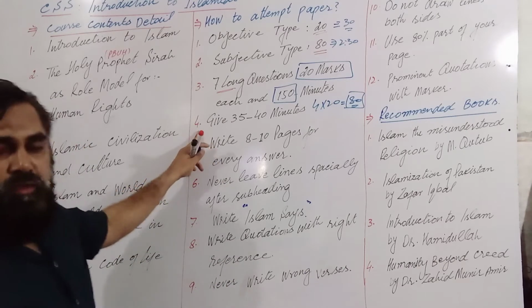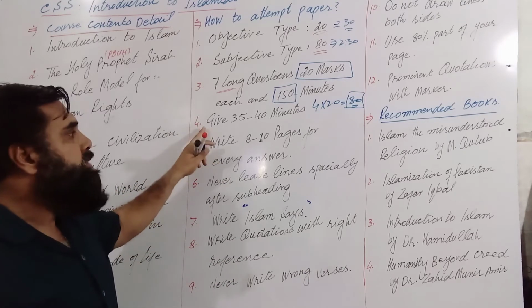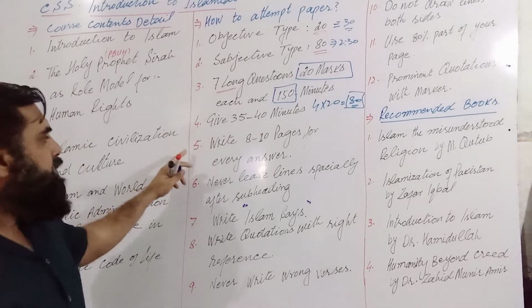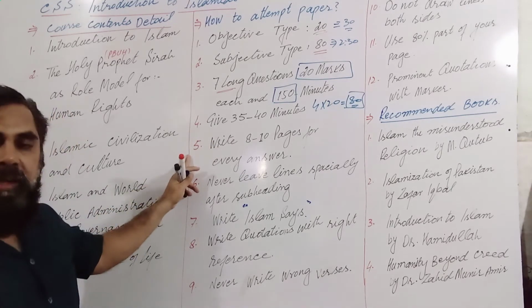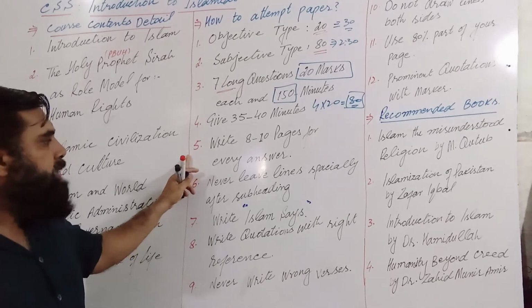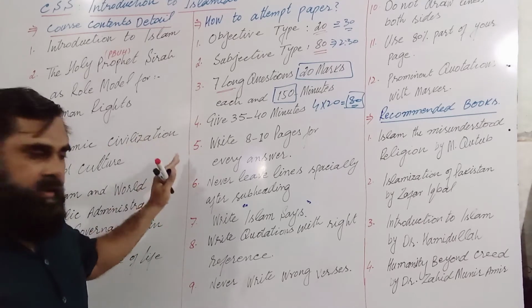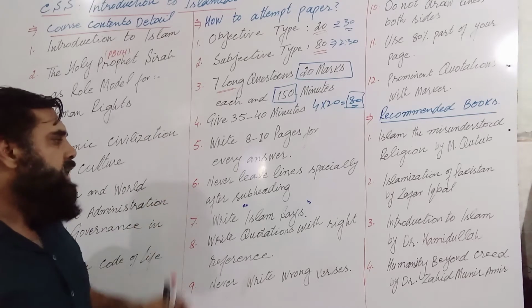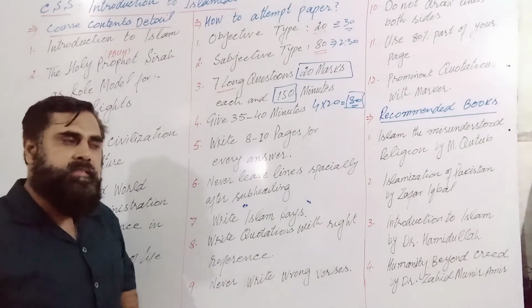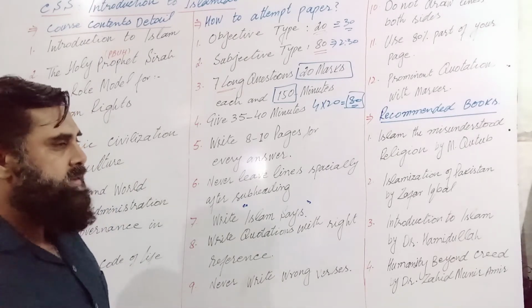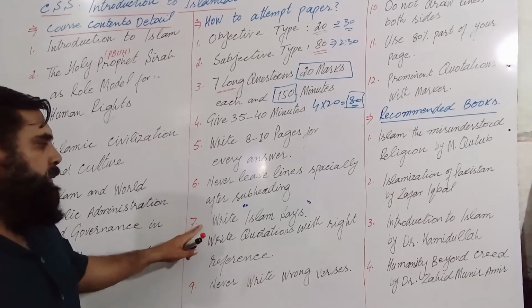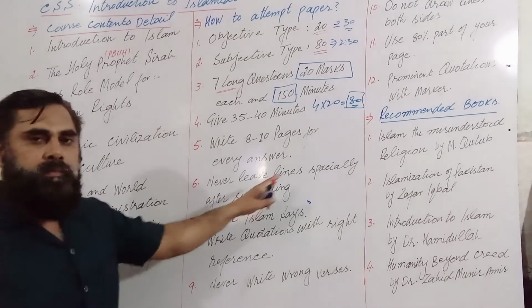First of all, I suggest that you give 35 to 40 minutes to each question. The fifth one is to write 8 to 10 pages for every answer. Number 6, never leave lines, especially after a subheading. I will discuss your paper presentation inshallah in the next video. The 7th one is to write "Islam says".